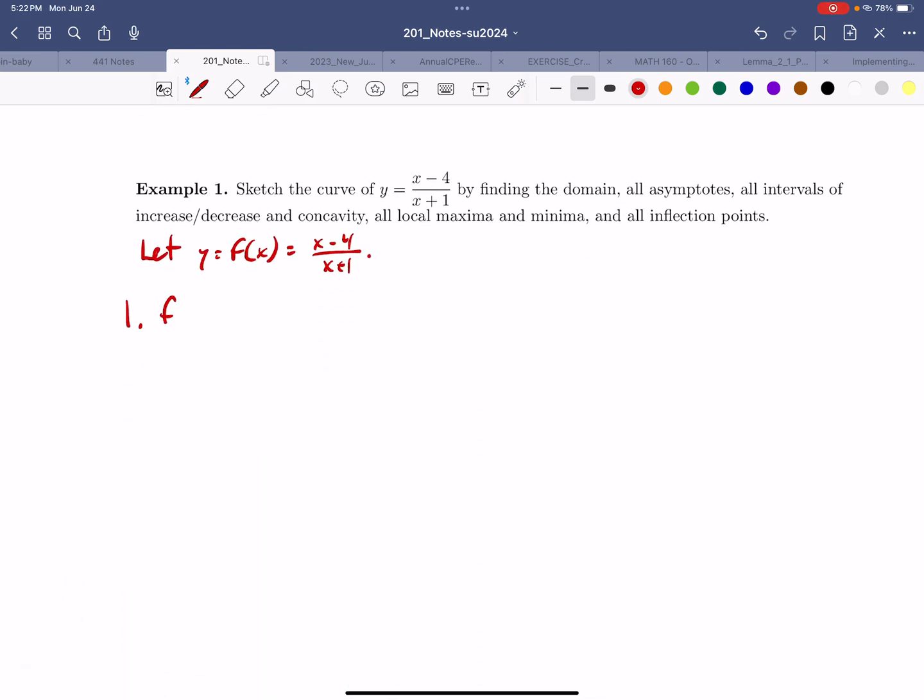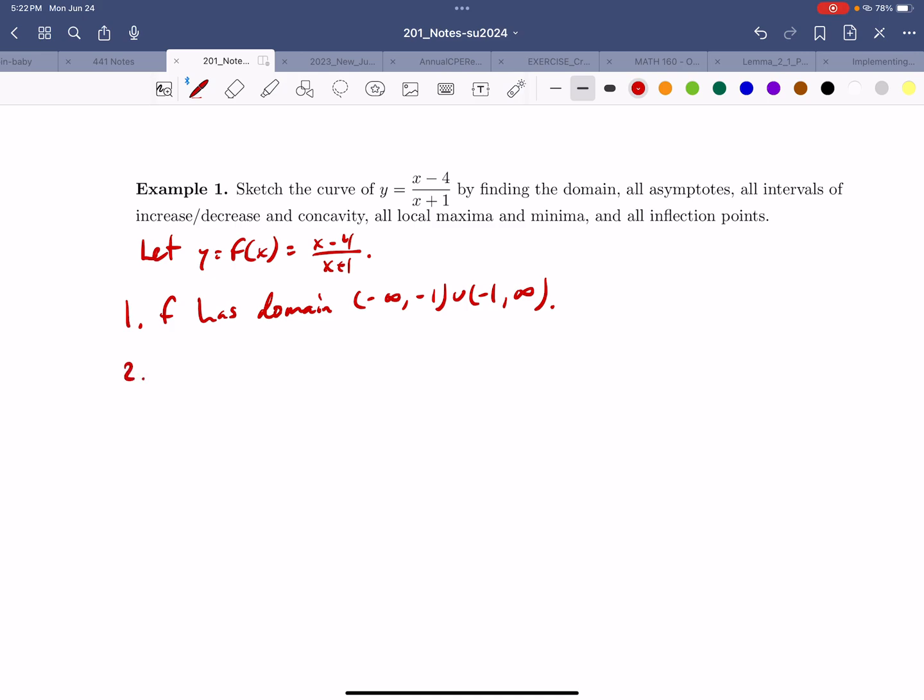So first off, f has domain. Now remember, the domain is all the stuff that we're allowed to plug in to f. Well, that's everything except negative 1, because we'd be dividing by 0 in that case. You can write this two different ways. You can write negative infinity to negative 1, union negative 1 to infinity. You could also write R minus negative 1. I'll typically write it in interval notation. I think it's more familiar. So that should usually be a pretty quick thing to see.